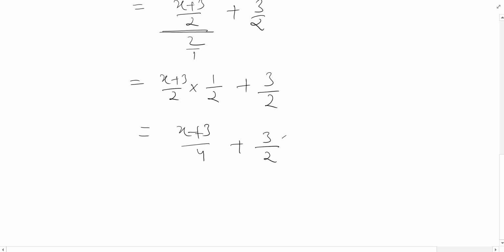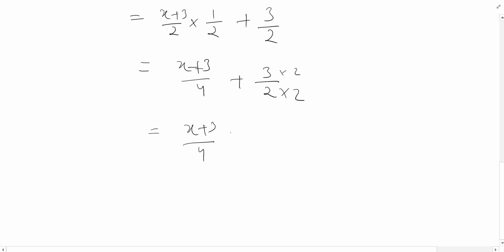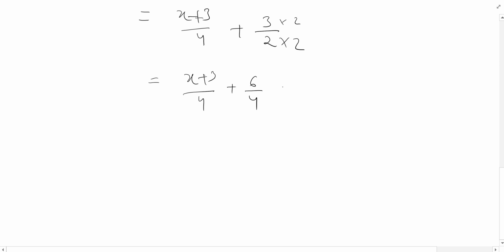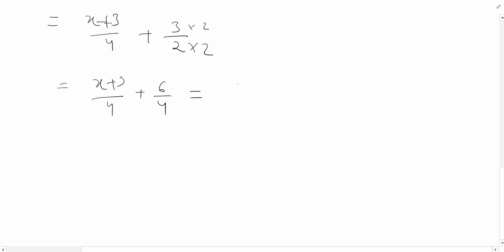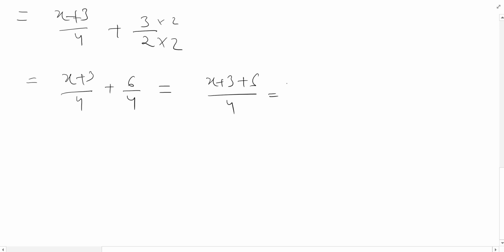Can we multiply 3 over 2 by 2 to get the same base? Good. So we do that, and now we have x plus 3 over 4, and on the right hand side we have 6 divided by 4. Now your base is the same. Let me do it there. We do x plus 3 plus 6 over 4. So we got x plus 9 over 4. So this is the answer.